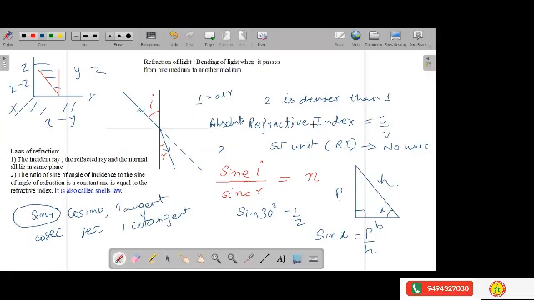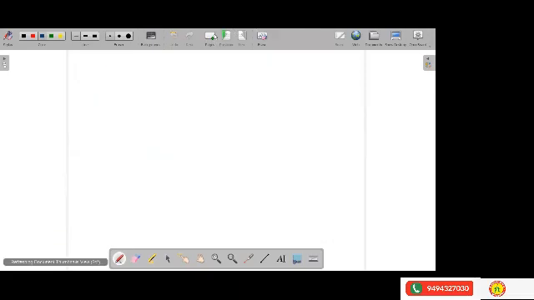No. So we can move further. Now we will observe the refraction occurring through a glass slab. We will take a rectangular glass slab and observe the refraction through it.